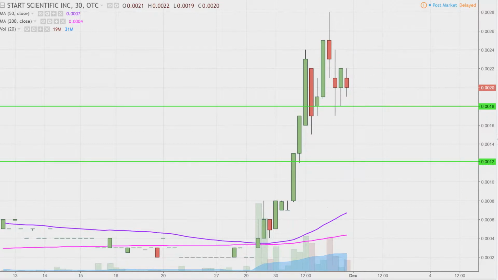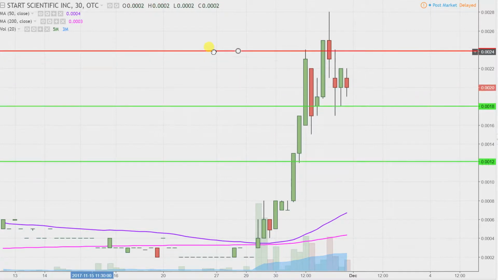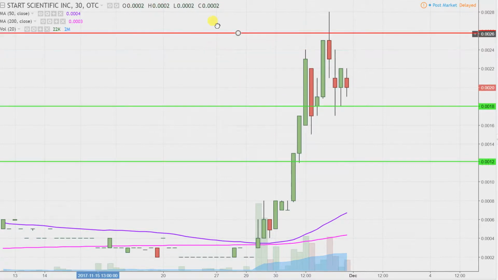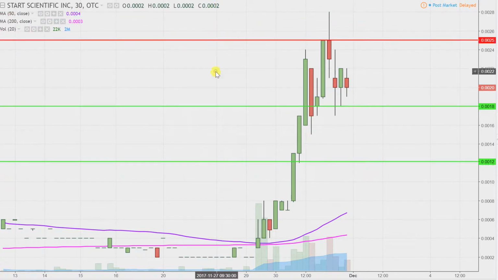What about areas of resistance? As it stands right now, I realize the price a couple of times got rejected from there, and once got all the way up there. So what I'm going to do is try to find a middle ground, and I'm just going to call that level of resistance right up there at 0025.